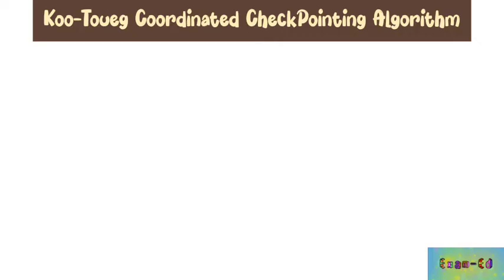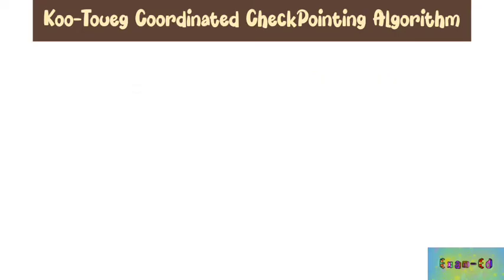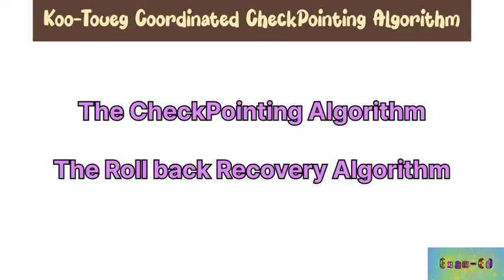Koo-Toueg's coordinated checkpointing is a recovery-based technique. It considers a consistent set of checkpoints, and it always tries to avoid the domino effect and livelock problems during any recovery process. In this technique we mainly have two algorithms: the checkpointing algorithm and the rollback recovery algorithm.